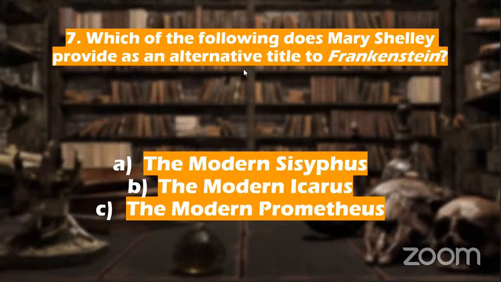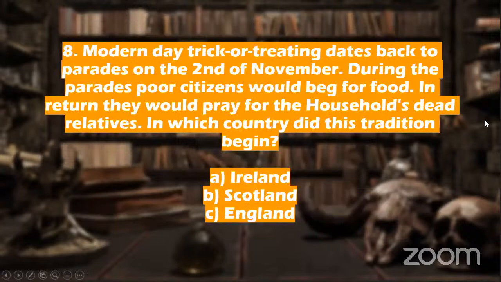Question number 8. Modern day trick-or-treating dates back to the parades of the 2nd of November. During the parades, poor citizens would beg for food. In return, they would pray for the household's dead relatives. In which country did this tradition begin? Ireland, Scotland, or England?